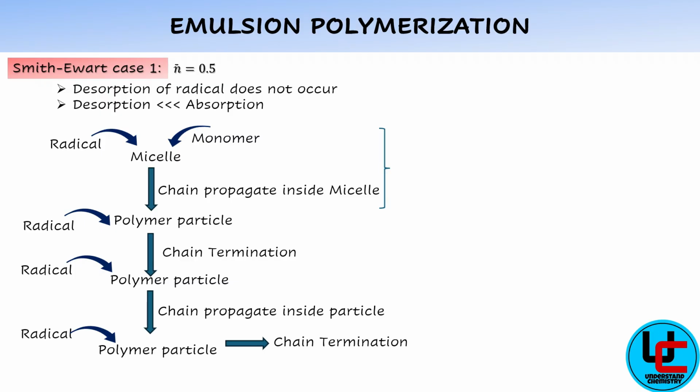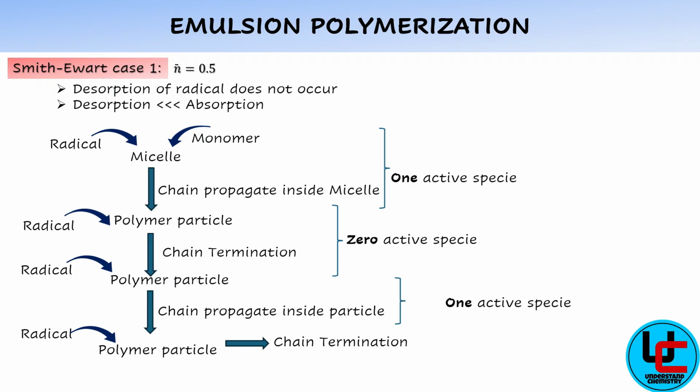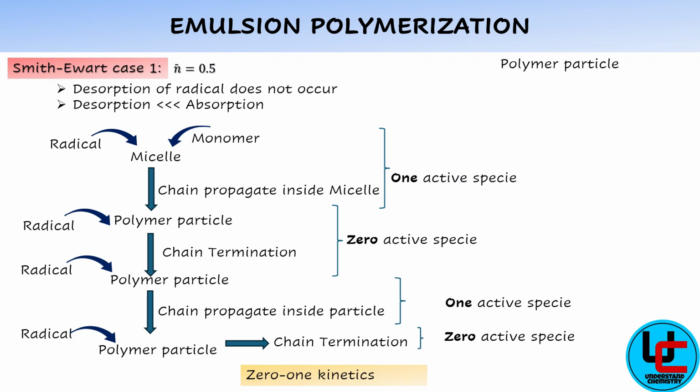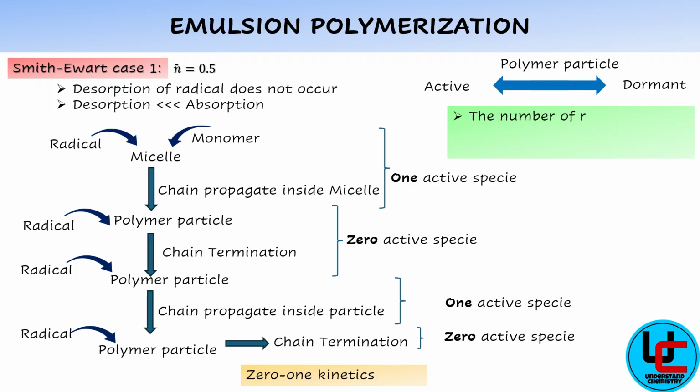This cycle of activation and termination continues, with each particle alternating between active and dormant states. This is known as 0-1 kinetics, meaning that each polymer particle contains either 0 or 1 radical at any given time. On average, across all particles, half of the particles are active and half are dormant, giving us N bar equal to 0.5. This balance is crucial for maintaining high molar mass and controlled polymer growth.